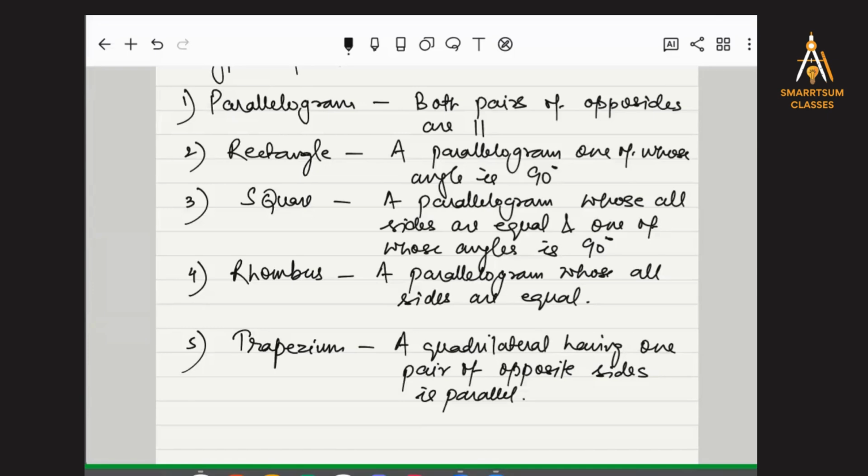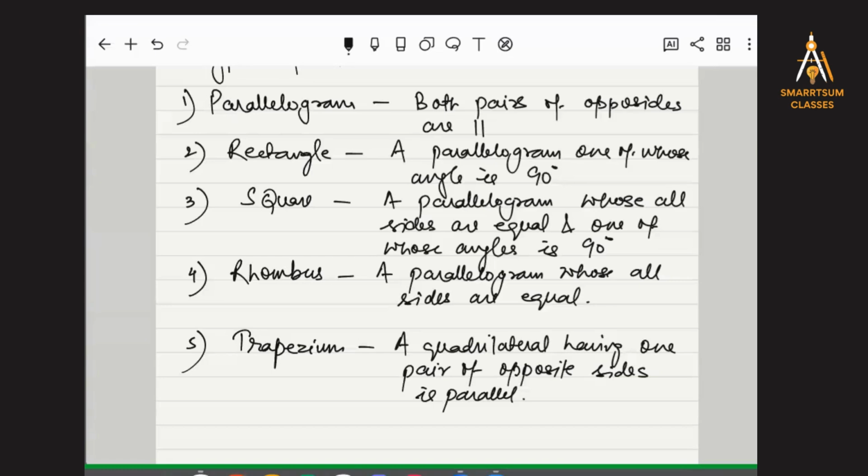We are not saying anything about the other pair of opposite sides. It may be parallel, it may not be parallel. So a parallelogram is a trapezium. Are you getting my point? A parallelogram is a trapezium. Rectangle, square, rhombus, all are trapezium. Everybody getting this? Yes, ma'am.